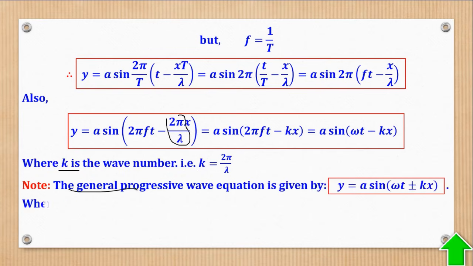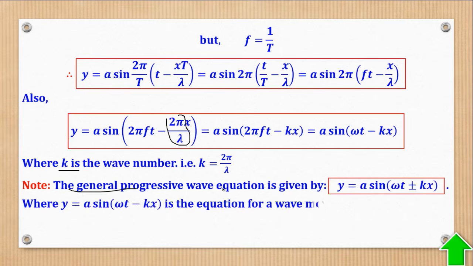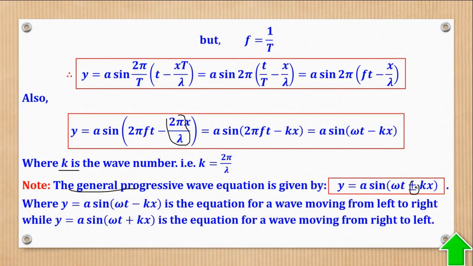So the general progressive wave equation is given by plus or minus. Here they can be plus or minus. Remember, when you are starting, we said it lags behind. That is why we are maintaining the minus in our equations, but it can also be plus. Now, what is the difference between the two?